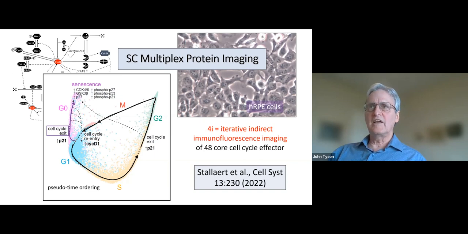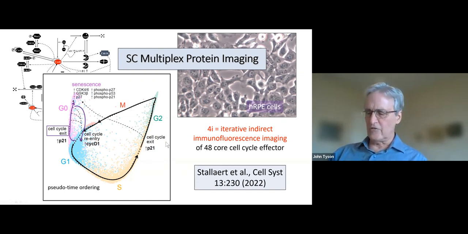If cells can exit the cell cycle in G1, they go into a phase called G0, which is a kind of resting phase. And that transition into G0 is reversible because cells in G0 can re-enter the cell cycle by activating a cyclin called cyclin D1.